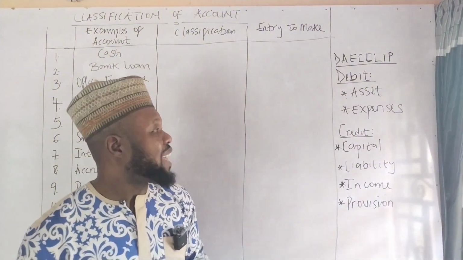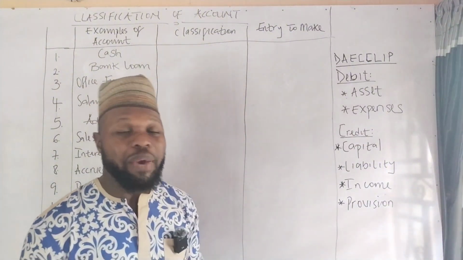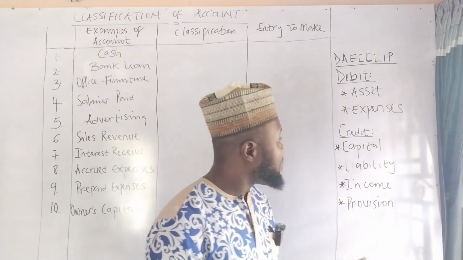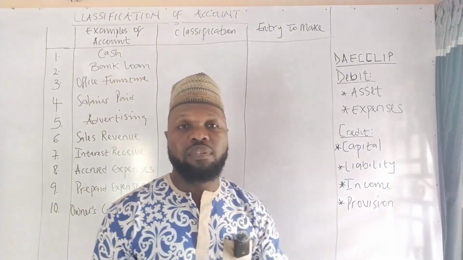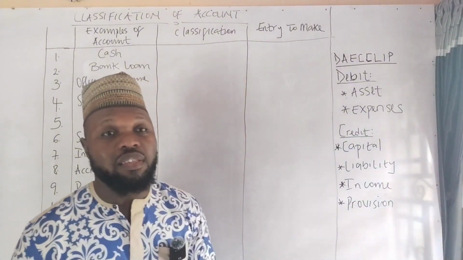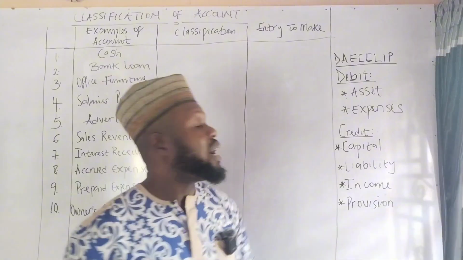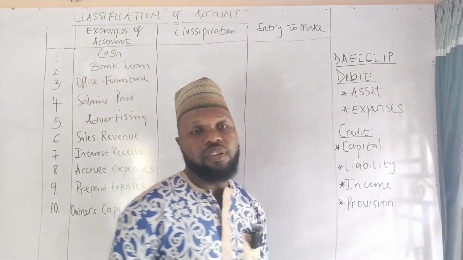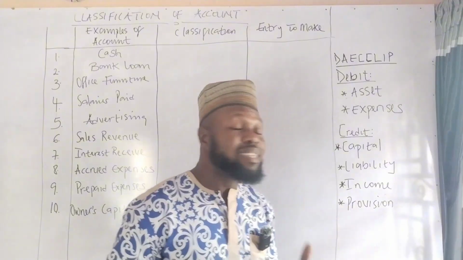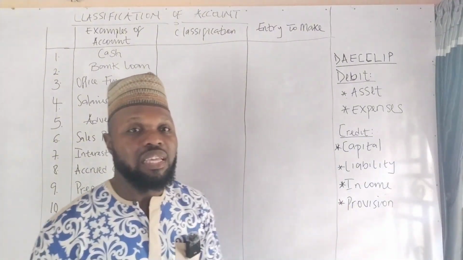Expenses are the money incurred by the business on a daily basis. Those are what we refer to as expenses. What of capital? Capital simply means the money you invest in the business.